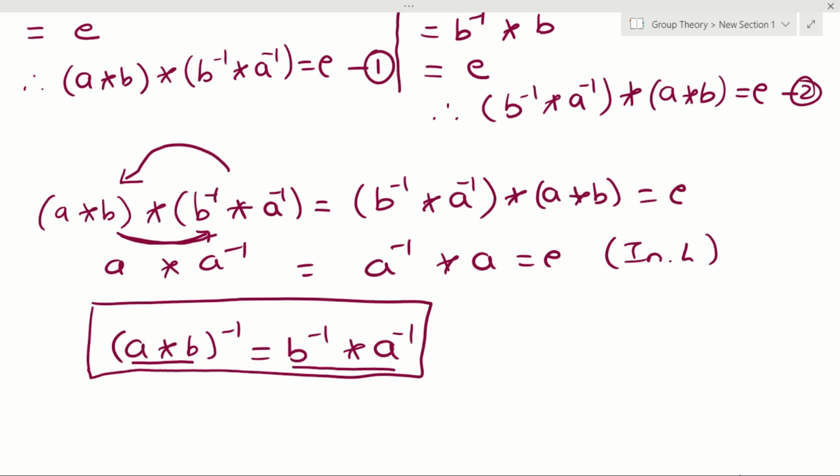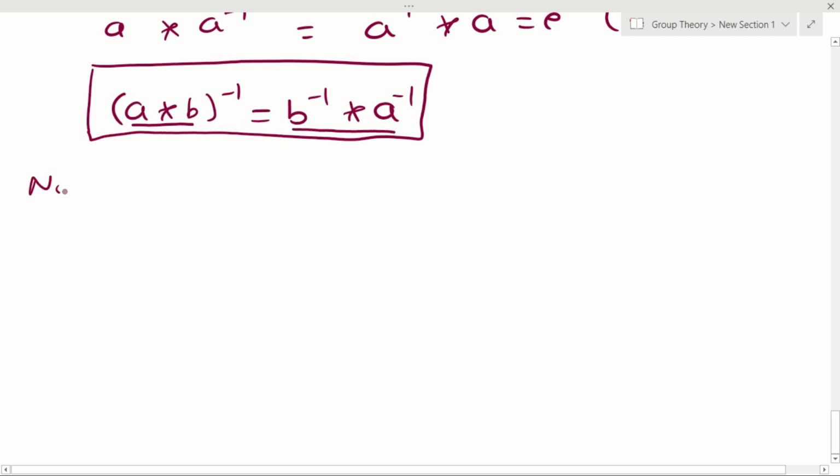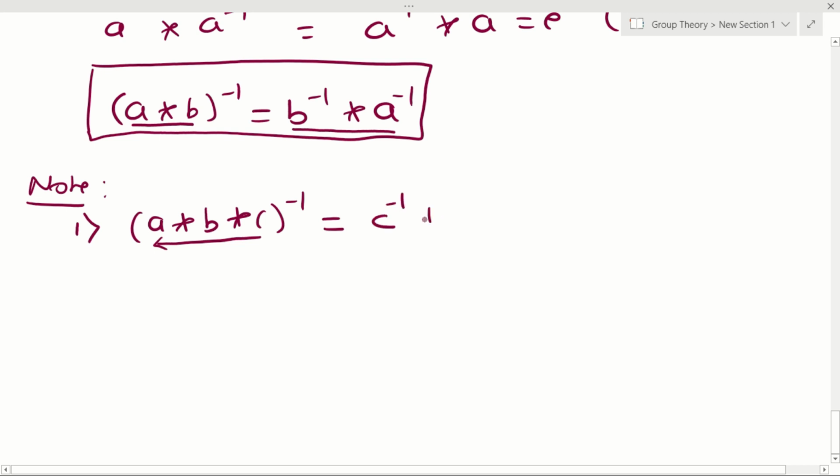So we note a few points here. First point, if we have A star B star C, what is the answer? I should write in reverse order. Therefore, we get C inverse star B inverse star A inverse. Similarly, if you have a few other elements, you should write in reverse order.